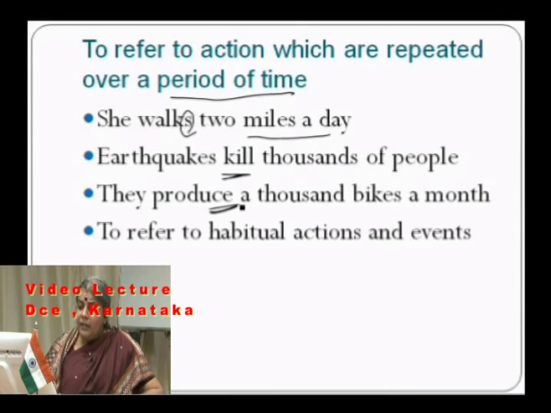Now in order to indicate frequency, you can say she walks 2 miles a day. You have frequency here. In order to indicate frequency, we can say earthquakes kill thousands of people once in a year. The words once in a year, when added, talk about frequency. They produce 1,000 bikes a month. Once again, a month talks about frequency.